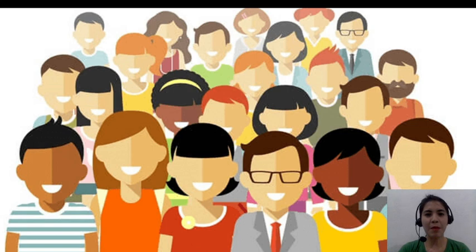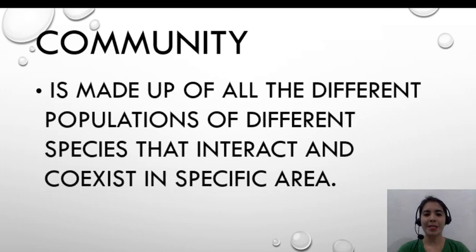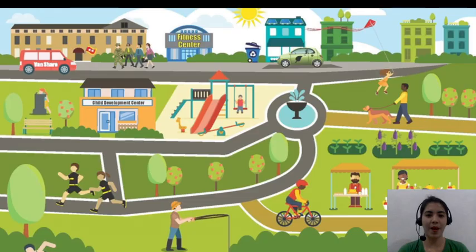Pag pinagsama-sama mo naman ng population, makakabuo tayo ng community. So what is community? It is made up of all different populations of different species that interact and coexist in a specific area. Okay, so this is an example of community. Different populations, they are interacting one another. Okay, yung barangay, pwede natin yun makonsider na isang community.